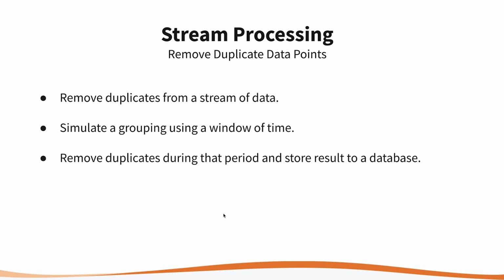So what you have to do is simulate a grouping using a window of time. This is called windowing. So for example, if a fleet of your vehicles were logging their location every second, but you only wanted to store the last known location of the vehicle every minute to the database, you would simulate a grouping of 1 minute. And then within that 1 minute period, you would look for duplicates for the same vehicle and you would get the last known location of the vehicle within that window of time. You would then store the results of that to a database, dramatically reducing the data volumes that you have to store, obviously.